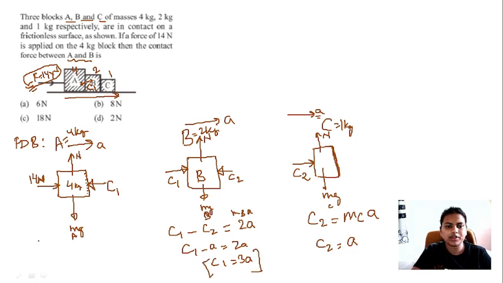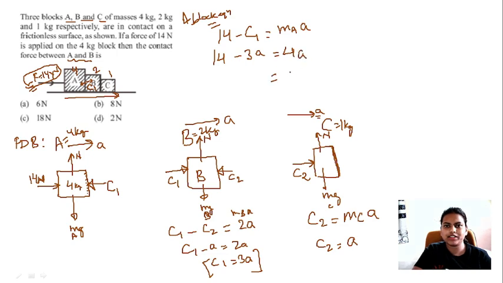Now let's write the equation for block A. It is moving in the positive direction, so 14 minus C1 is equal to mass of A into acceleration. Just substitute the value. We know that C1 is equal to thrice A, and the mass of block A is 4 kg into A. So it is equal to 7A equals 14. So the value of acceleration we got is 2 meter per second square.